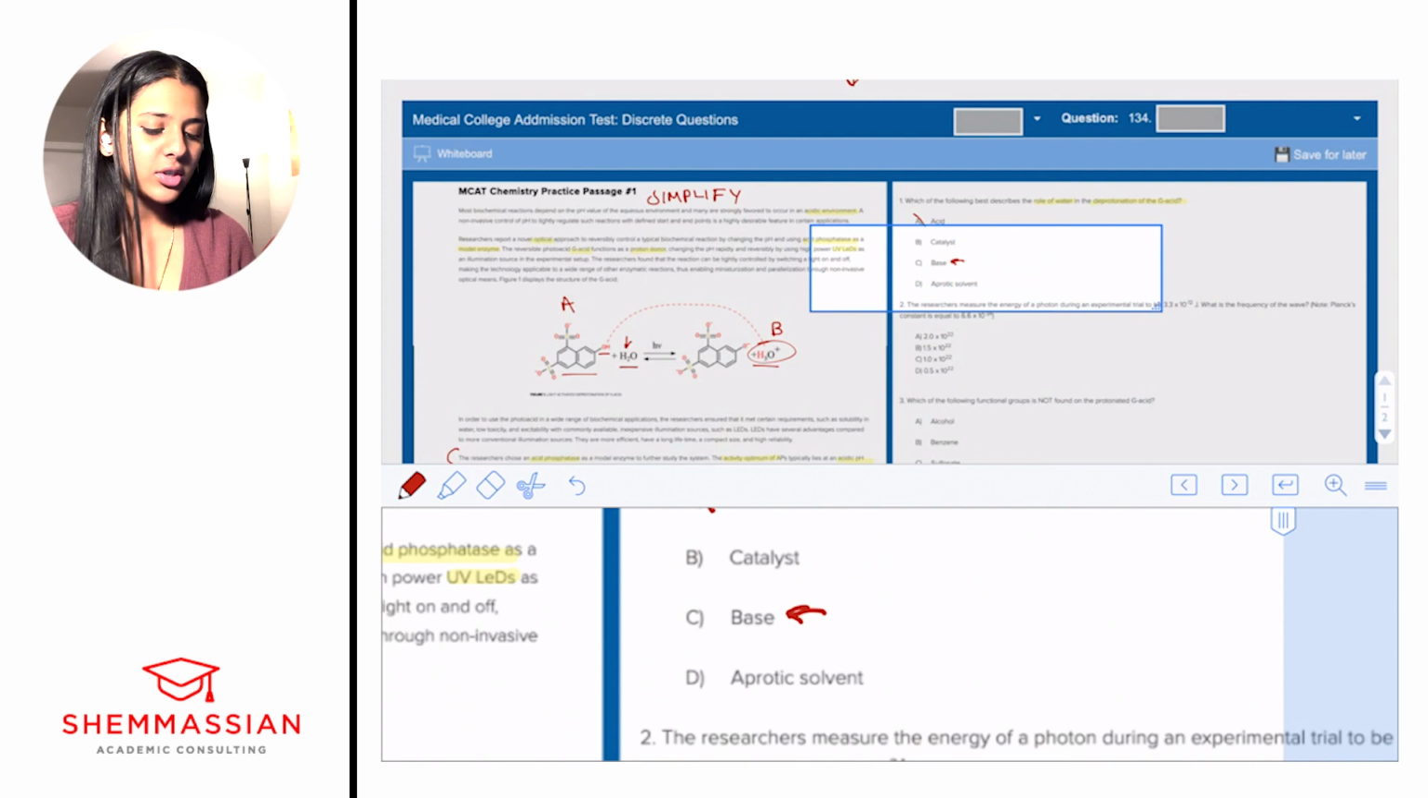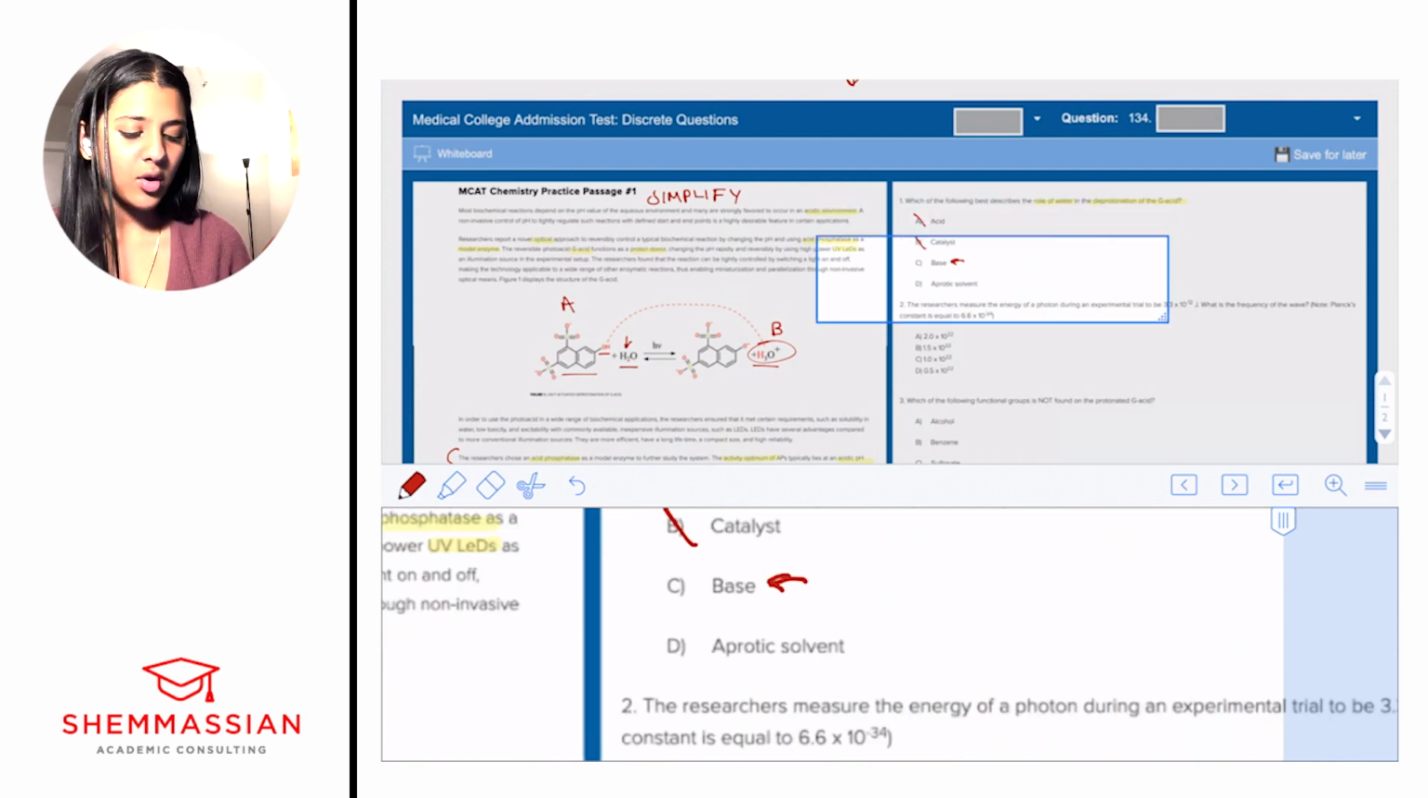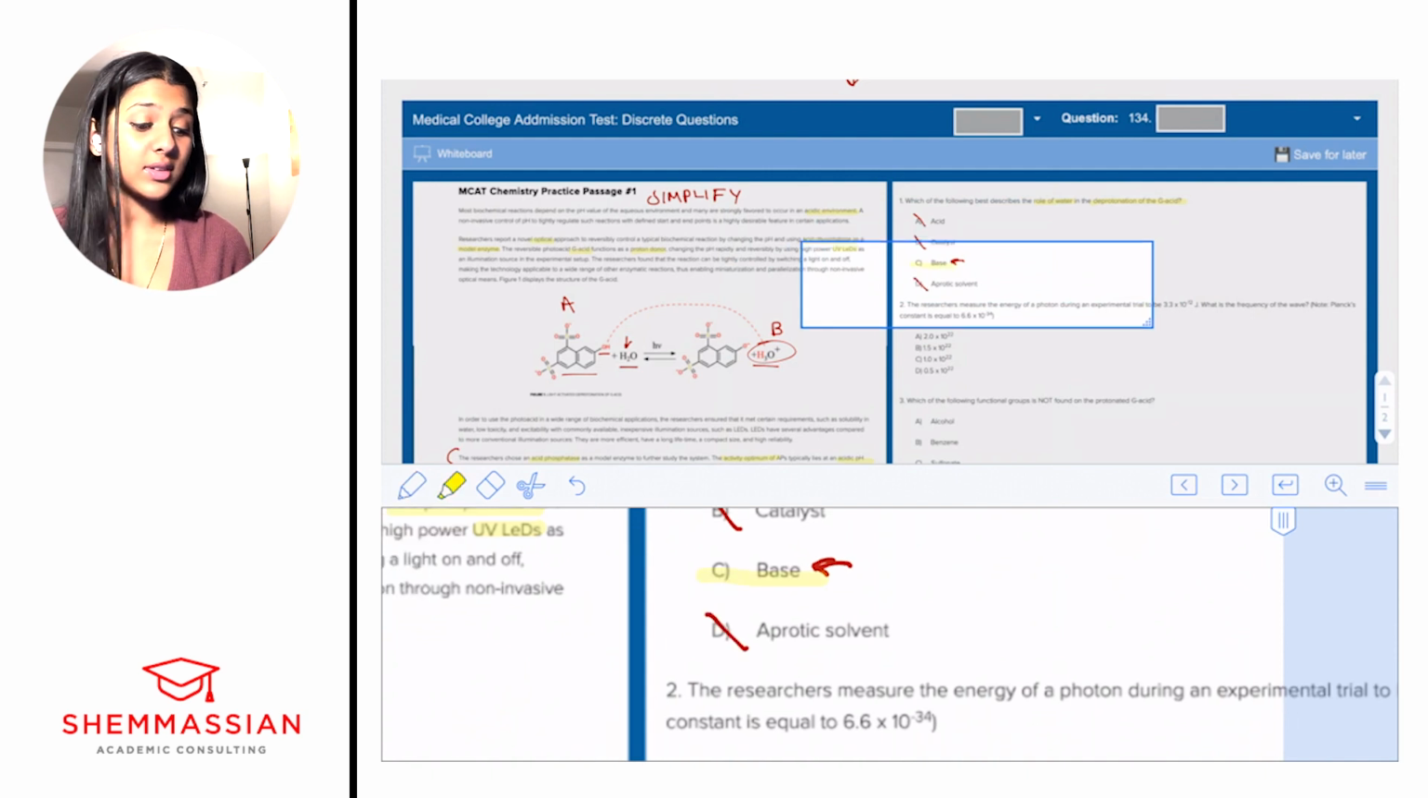Question 2: the researchers measured the energy of a photon during an experimental trial to be 3.3 times 10 to the negative 12 joules. What is the frequency of the wave? Note Planck's constant is equal to 6.6 times 10 to the negative 34th.